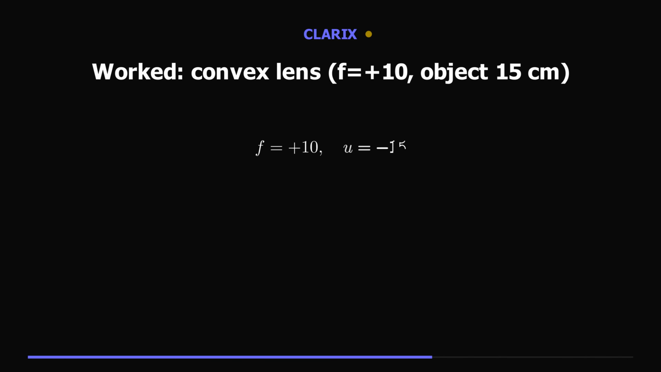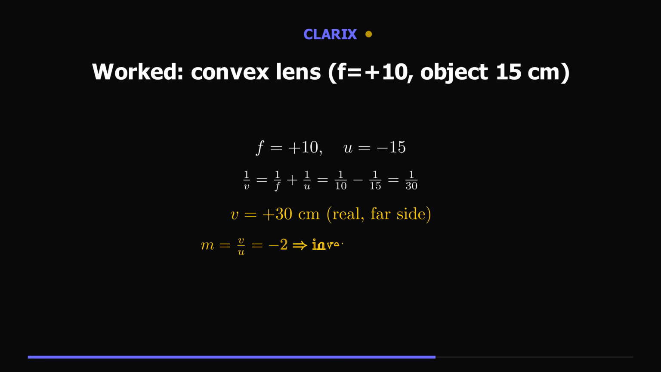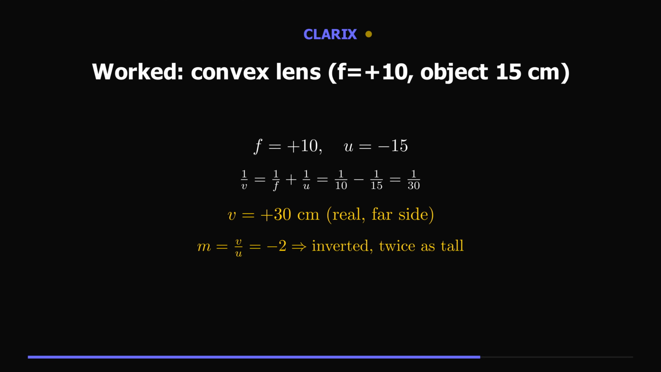Let's solve one. A 2-centimeter object, 15 centimeters in front of a convex lens of focal length 10. So f is plus 10, u is minus 15. 1 over v equals 1 over f plus 1 over u. 1 over 10 minus 1 over 15. Common denominator 30. 3 minus 2 over 30 equals 1 over 30, so v is plus 30 centimeters, a real image on the far side. Magnification is v over u, 30 over minus 15, which is minus 2. The minus says inverted, the 2 says twice as tall, a 4-centimeter real inverted image, a projector in miniature.